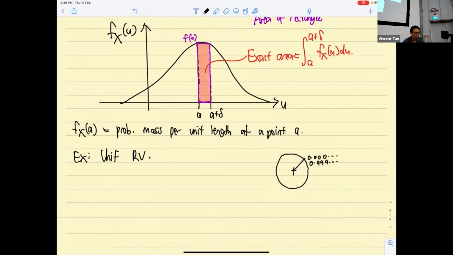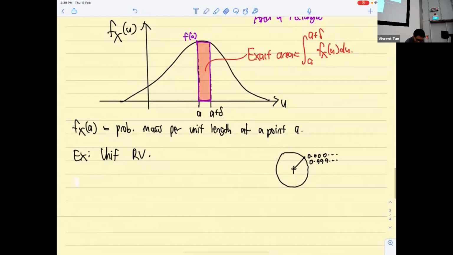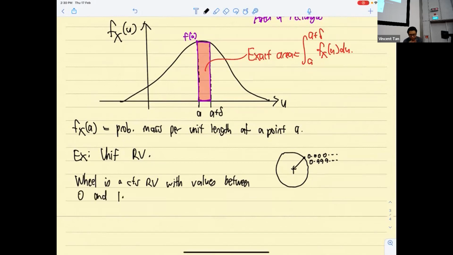So the wheel is continuous. The outcome of a spin of the wheel is a continuous random variable with values between 0 and 1. And since the probability of a certain number is 0, whether I include 1 or not doesn't really matter. Okay, let's just say including 1.